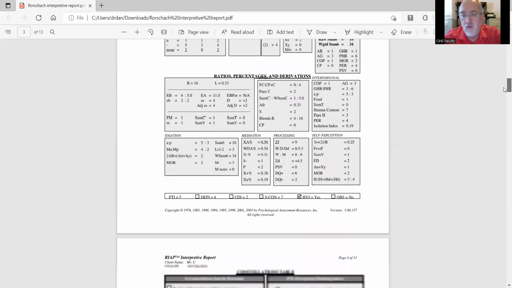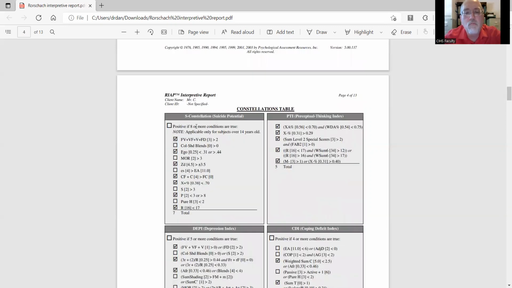And as it says down here for the suicide constellation, if you have 8 or more of those criteria, then it means that you have met the criteria for that constellation. In this case, it would mean that there's a high degree of suicide potential with this individual. Now, in this case, only 7 of the criteria were met. So this person would not be considered suicidal, because there are 7 and not 8.